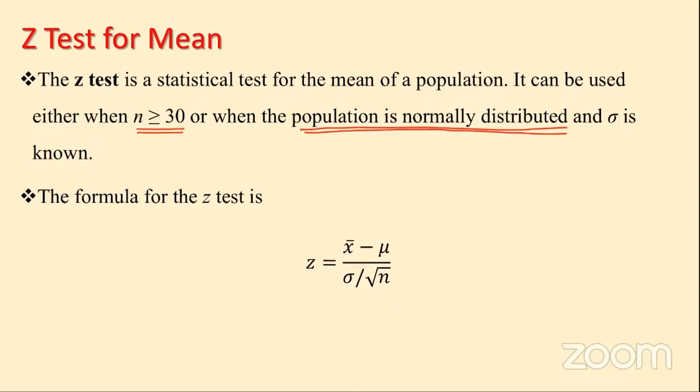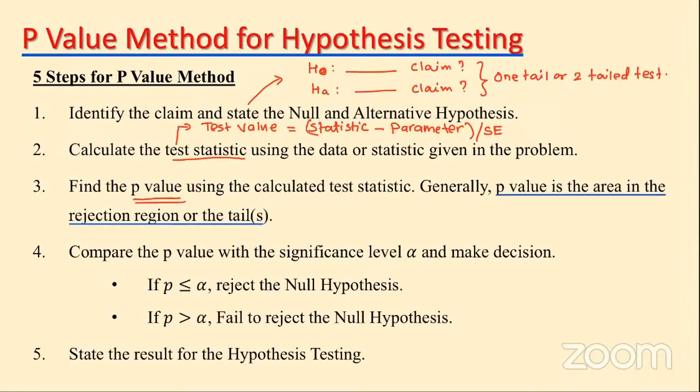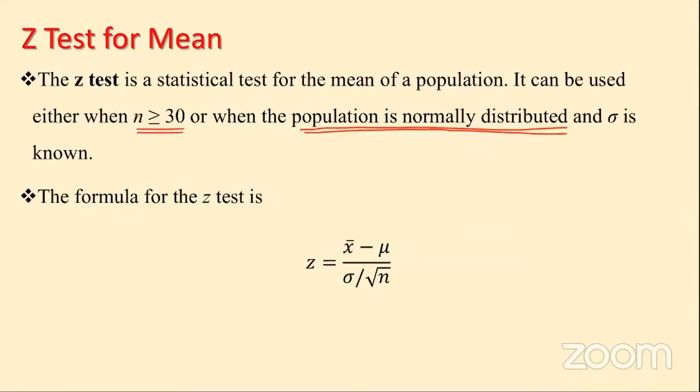And this is the formula for the test value. If you remember in the previous slide, what I wrote there: test value is equal to statistic minus parameter over standard error. Let me also write it here. Test value is statistic minus parameter over the standard error. That is the standard formula.